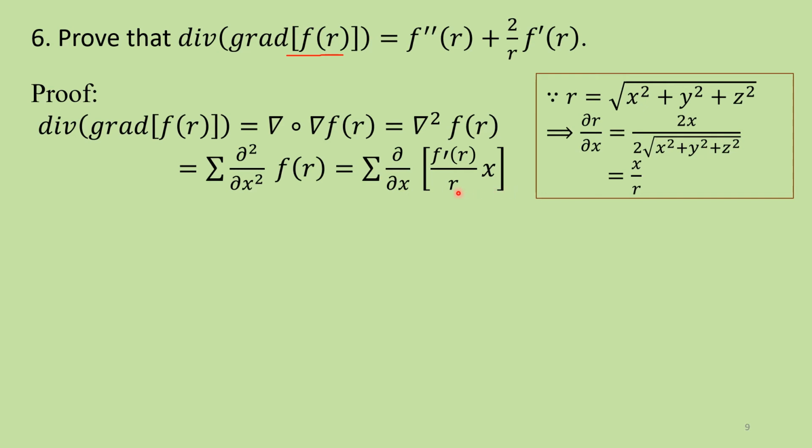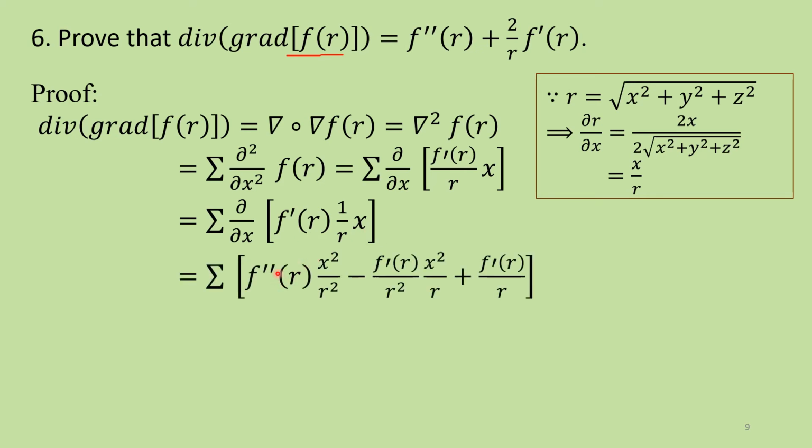Now this you have to again differentiate partially with respect to x using product rule. So I can split this into three terms. One is f dash of r, another is 1 by r, and the last one is x. So differentiate by using product rule: derivative of first function, second into third, plus first into derivative of second into third, plus first and second into derivative of third.